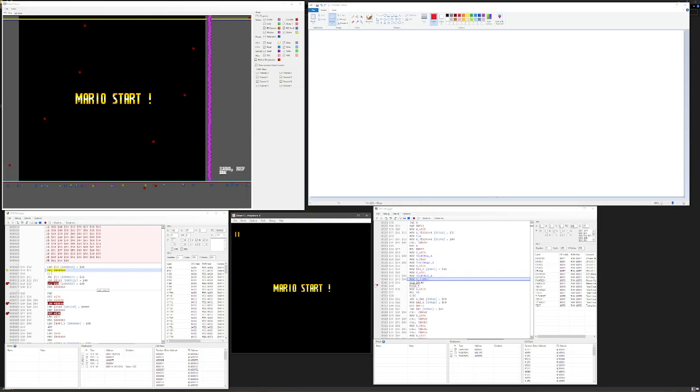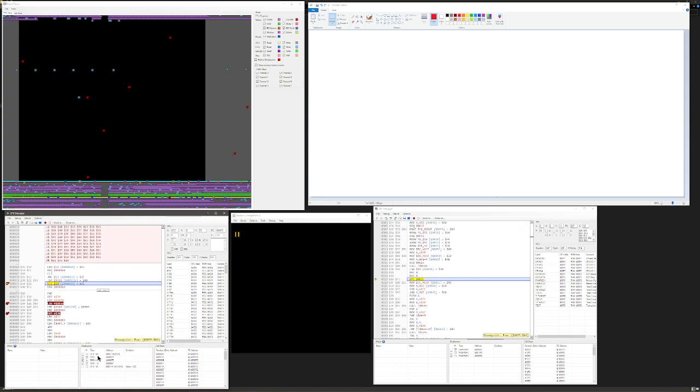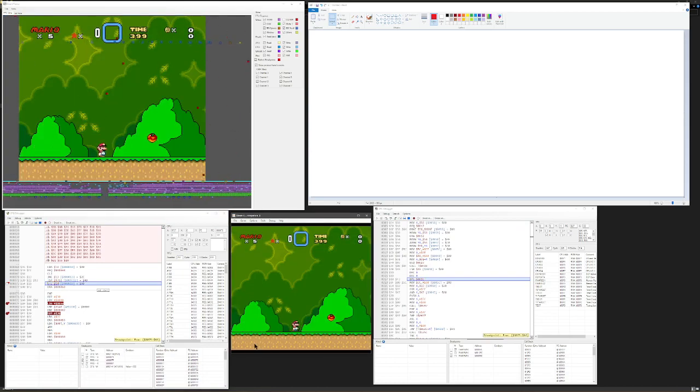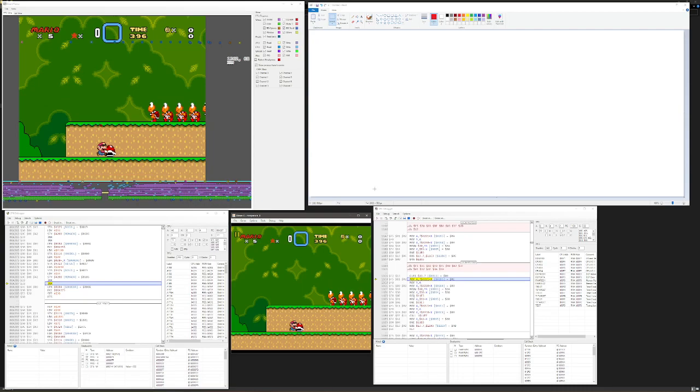But let me go ahead and get past this. Oh, I've got a bunch of breakpoints still on. I still have it marked though, right? Okay, I'm gonna disable all this stuff that I don't need from the last video.